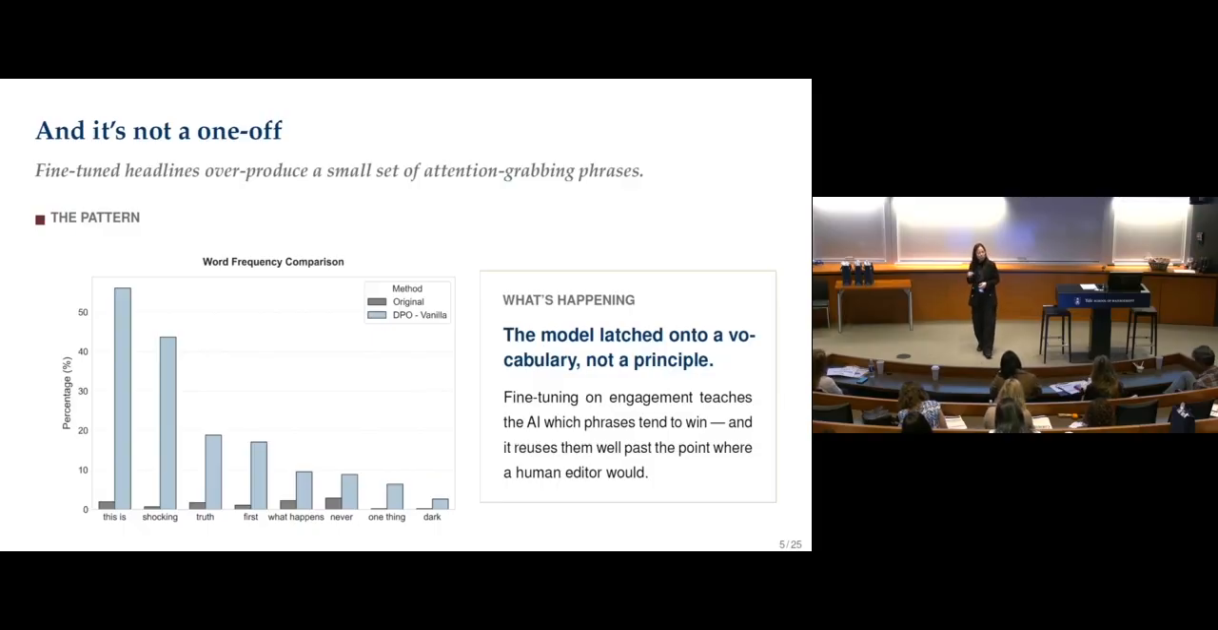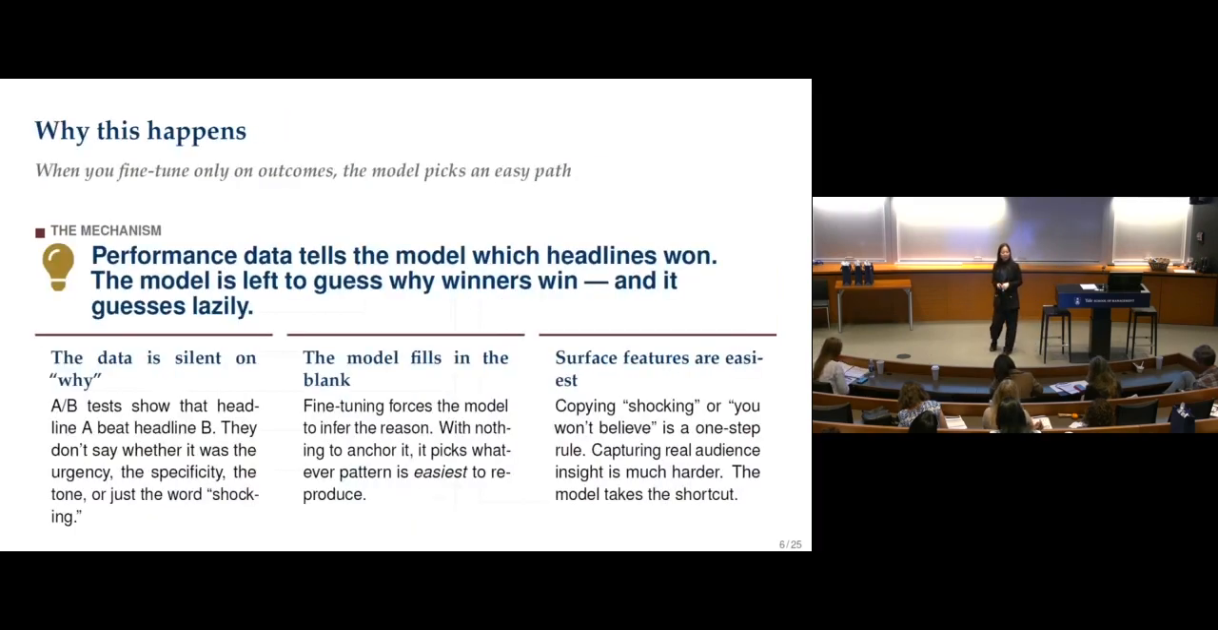So it's very easy to latch onto some vocabulary, but not a principle, because you don't tell the LLM why something is better. You just tell it what works. Let me give you more context. The reason is that the data is actually silent on why something is better than the others, so the model tries to fill in the blank by finding a shortcut. The easiest shortcut is picking up some words and phrases, because that's the easiest to imitate.